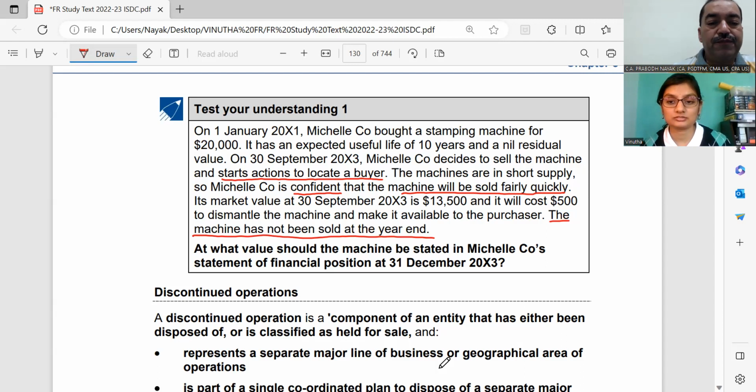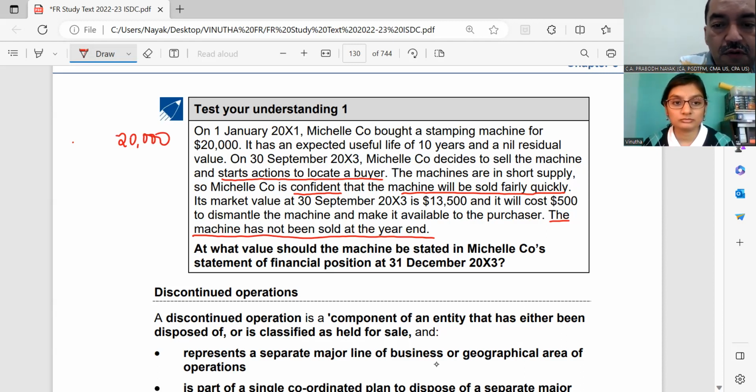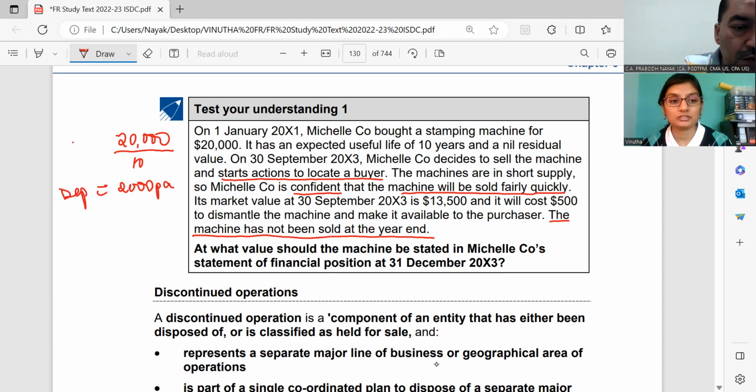Machine is purchased when? 1st January 2001. Yeah. So at that time, the cost was 20,000. In which year are you trying to sell? The third year. So 2 years have passed. Depreciation is 2,000 per annum. 2 years have passed, so 4,000 depreciation. So 20,000 minus 4,000, carrying amount of the asset is 16,000.